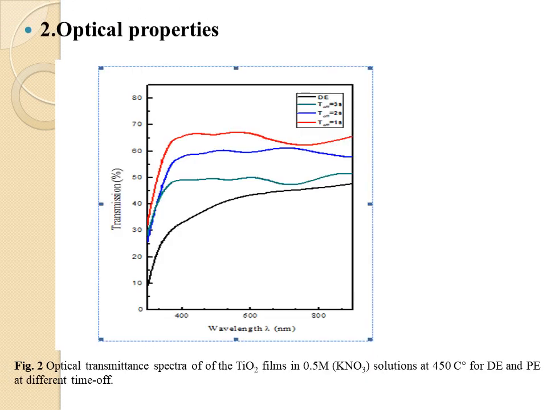The optical transmittance spectra of titanium dioxide films are illustrated in Figure 2. All deposited films present a median transparency ranging from 40 to 67%. The optical transmission of the films obtained by the direct electrodeposition method shows a low value of transmittance, about 42%, compared to the films obtained by pulse electrodeposition. Besides, it can be clearly seen that the average transmittance increases up to 67% with decreasing time duration.